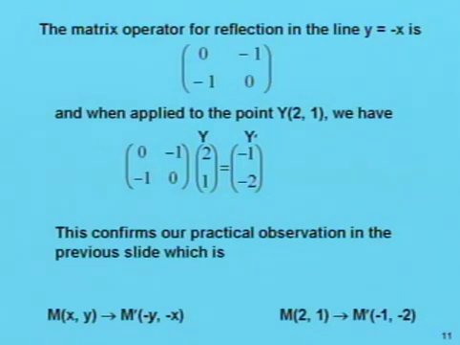This confirms our practical observation in the previous slide, which is that when the operator is operating on the point (x, y), we have an image (-y, -x). Applying that to the point (2, 1), it will give us an image (-1, -2).